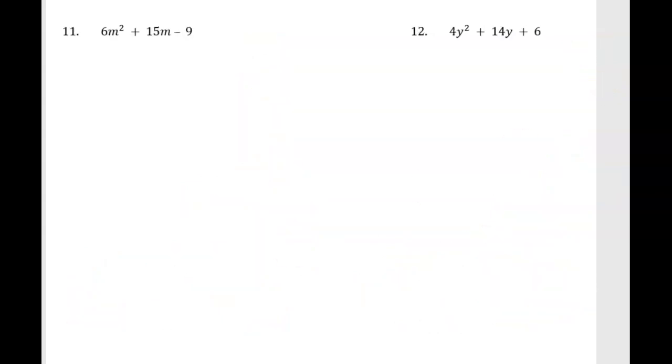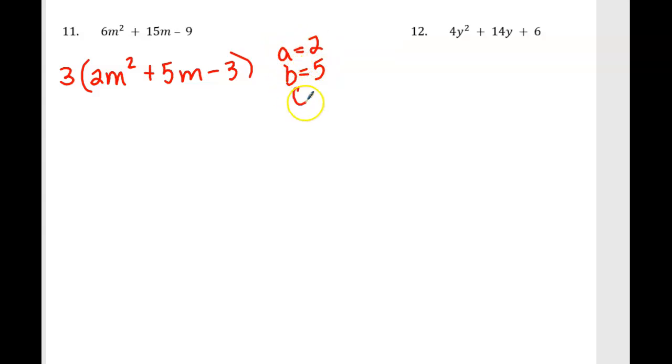All right. 11. Now, 11 does have a greatest common factor. If I look at 6, 15, and negative 9, I can factor out a 3. So this is going to be 3 times 2m squared plus 5m minus 3. Now I'm only going to use the A, B, and C from what's inside the parentheses. So my A is going to be 2, my B is going to be 5, and my C is going to be a negative 3.